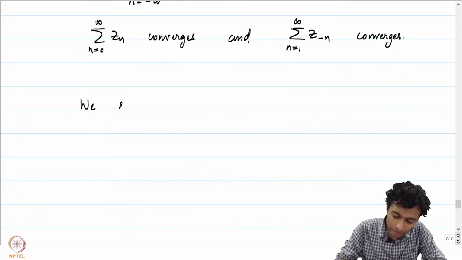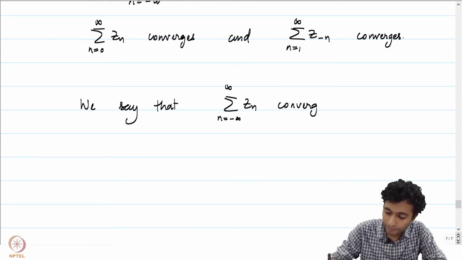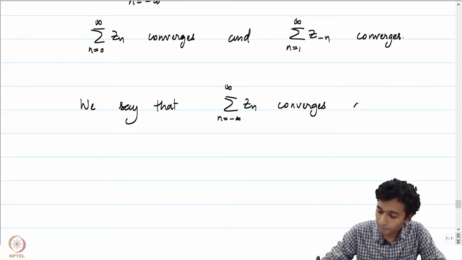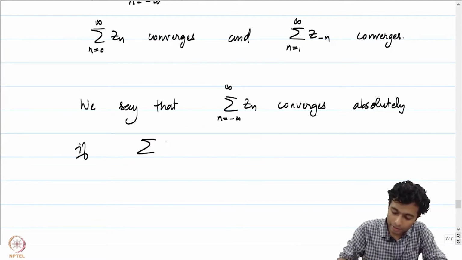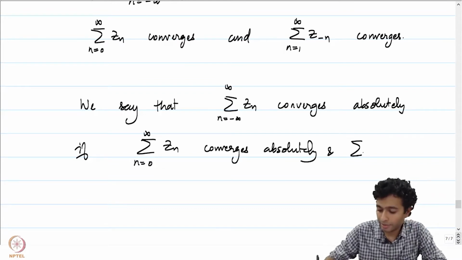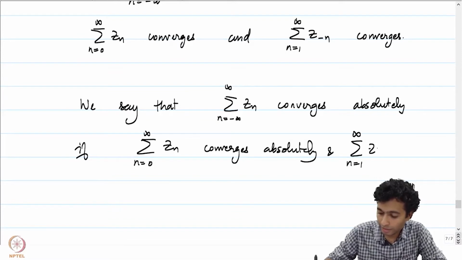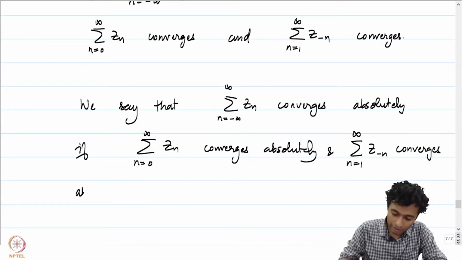We say that summation Zn converges absolutely if summation Zn where n goes from 0 to infinity converges absolutely, and summation n equal to 1 to infinity of Z minus n converges absolutely. If both these series converge, then we say that the doubly infinite series converges absolutely.